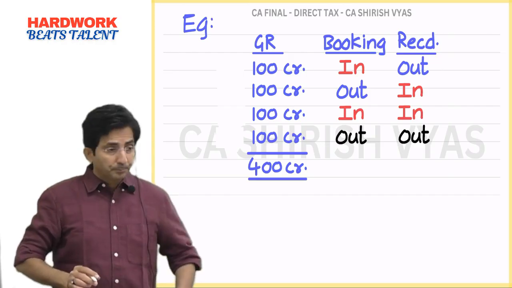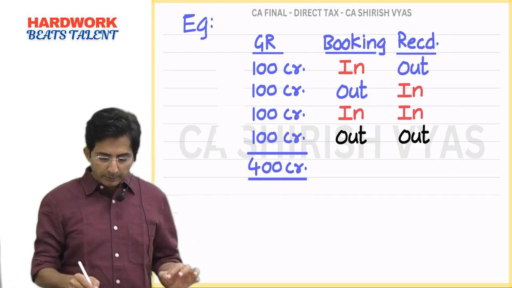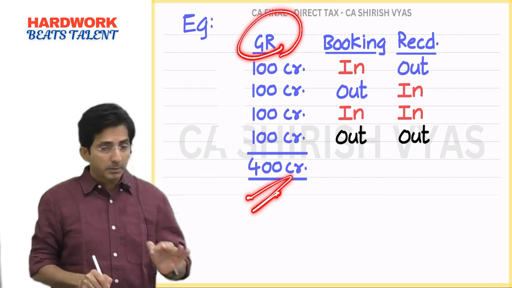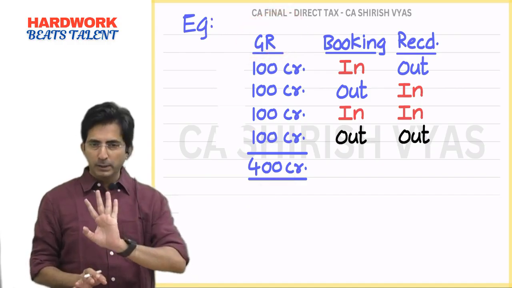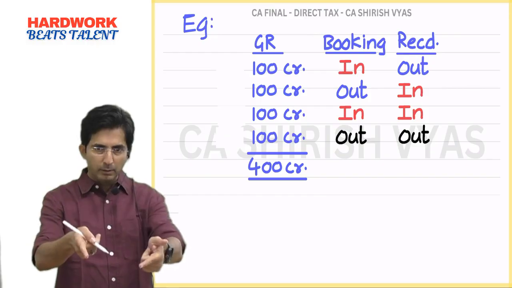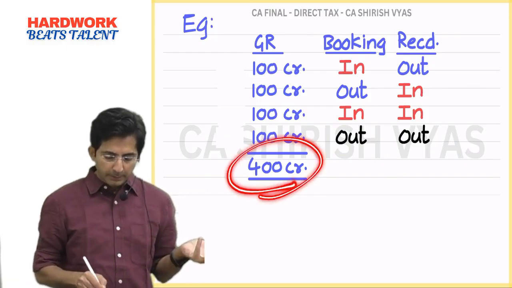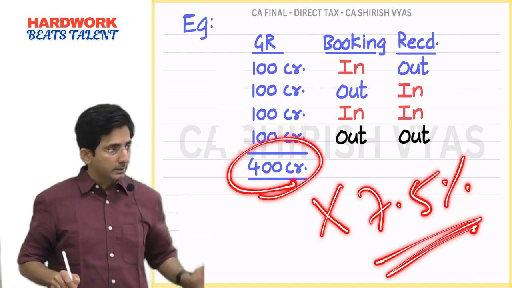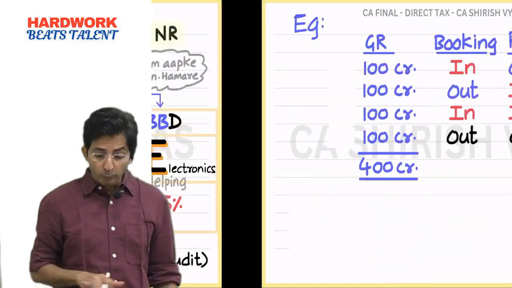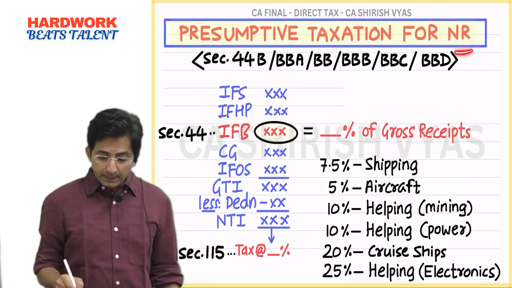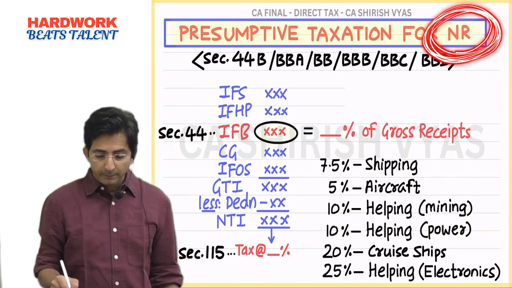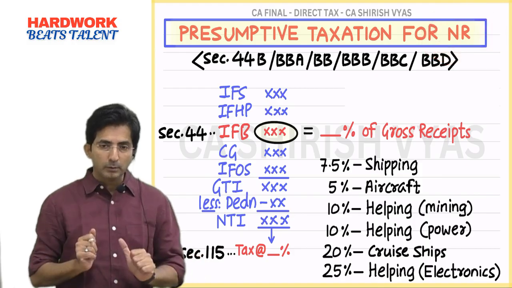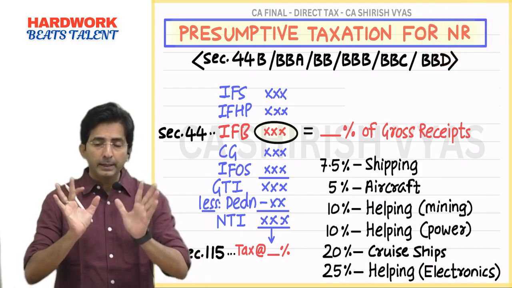So see here, in the question, what they have given? Gross receipts is 400 crores. But see the breakup. See, if a student is not aware of what I am going to explain now, what mistake will he do? He will simply take the gross receipts, multiply by 7.5% and declare the answer. But be careful, don't forget, these are special provisions for NR. And as you know, what comes in the scope of non-resident, only Indian income.